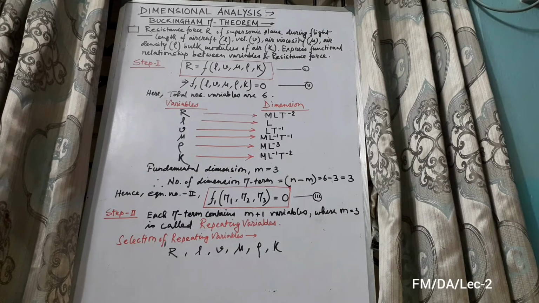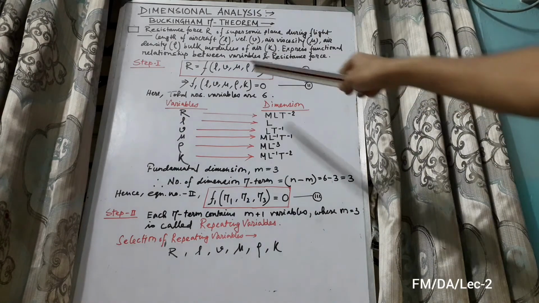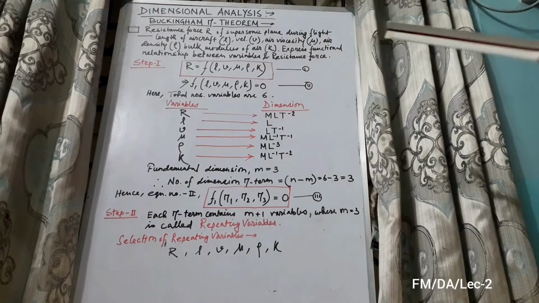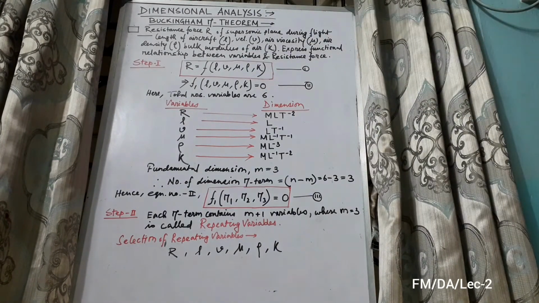So at first, when we do a problem of Buckingham Pi theorem, we have to find the functional relationship between independent and dependent variables. In this case, the resistance force R depends on L, V, mu, rho and K. So this is equation number 1. So F1 of L, V, mu, rho, K equals 0. This is equation number 2.